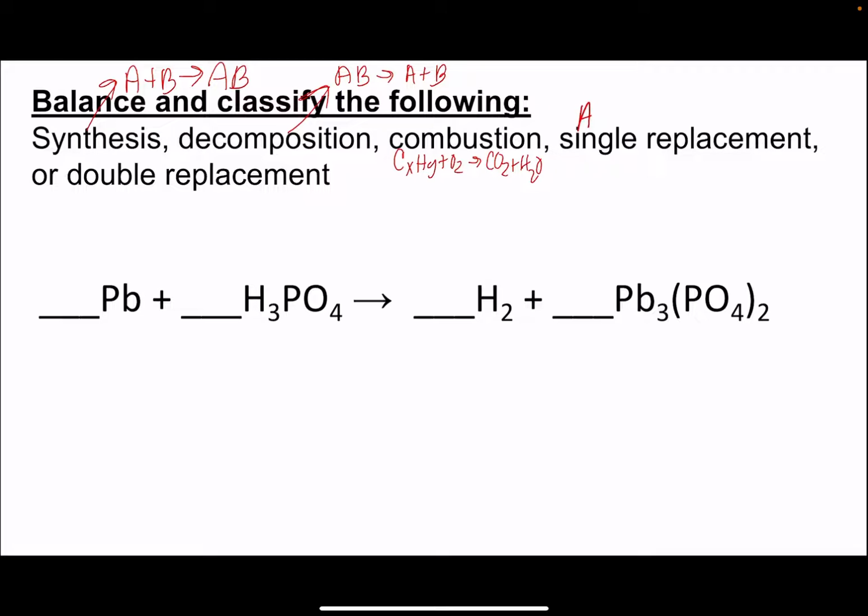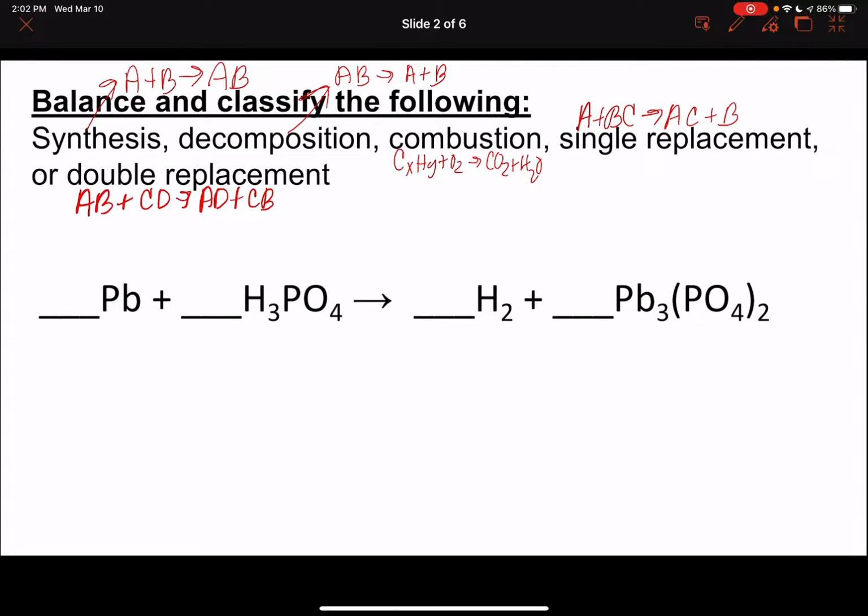Our single replacement, we have a single element breaking up a couple, so A is now with C and B is displaced. And then our double replacements, AB plus CD, and our couples switch. So now A is with D, and we'll see C with B. So let's take a look at our first one.